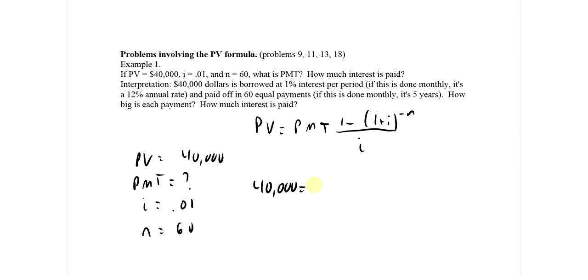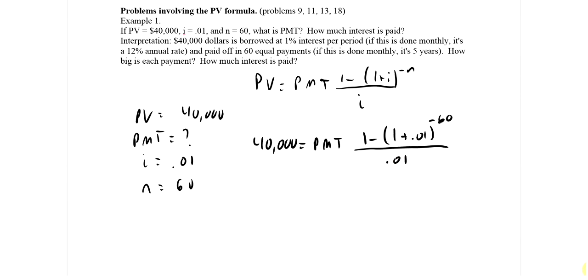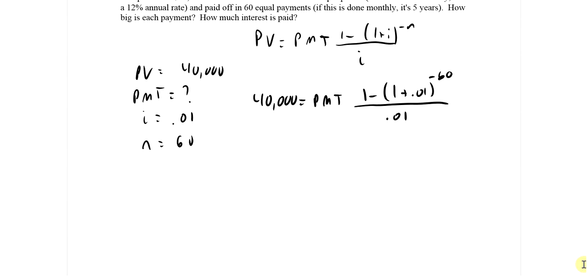40,000 equals a payment, which you do not know, times (1 minus 1.01 raised to the minus 60th) over 0.01. And if you grind that out, you have to calculate this fraction, divide 40,000 by it, and you get the payment to be $889.78.